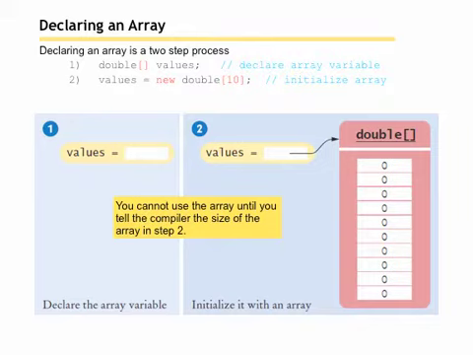Then in the second line, values = new double[10], the keyword new allocates the memory. And in this case, we're saying we want 10 values that are of type double. So shown in the graphic, that second line would create a section of memory with enough space for 10 doubles, and it would be referenced by the name values. You cannot use an array until you tell the compiler how big it is.